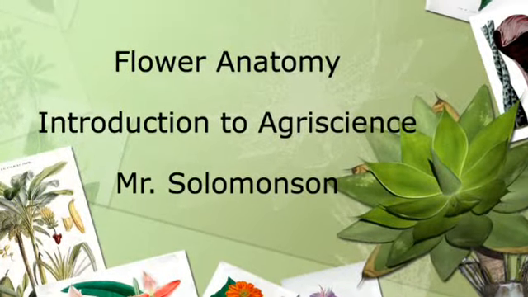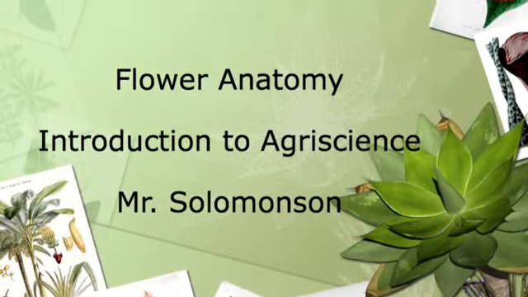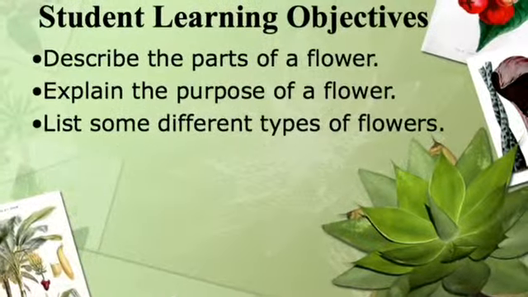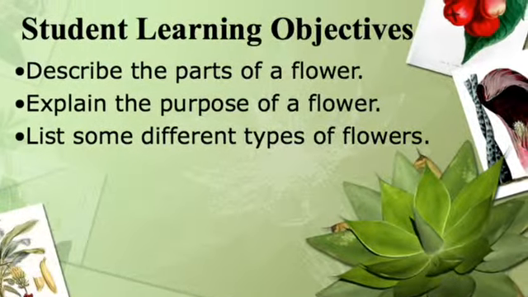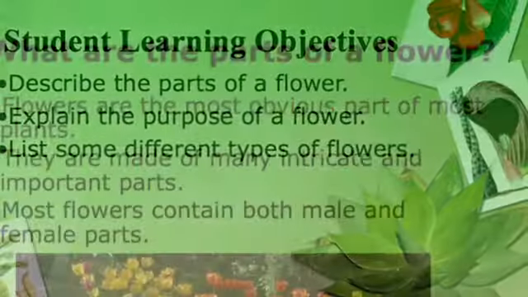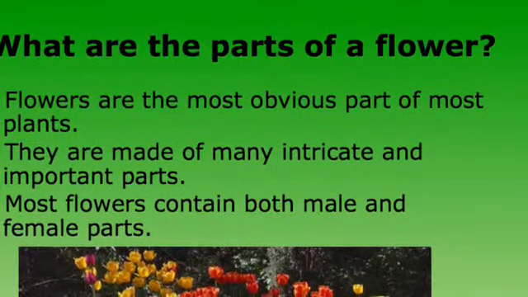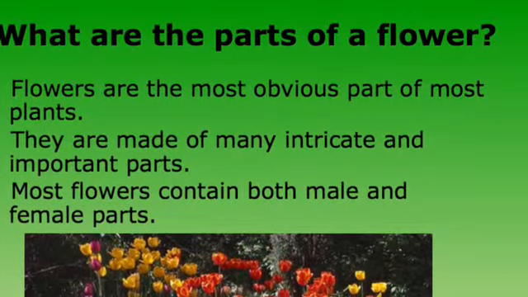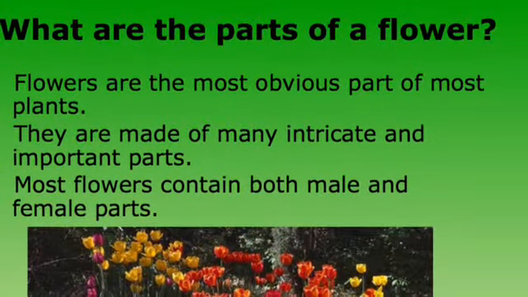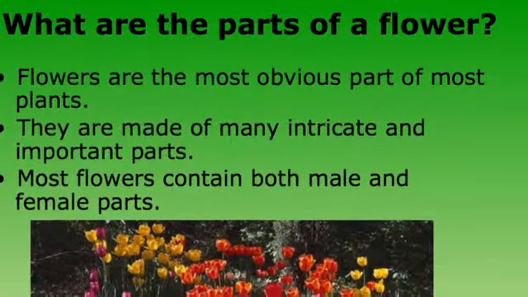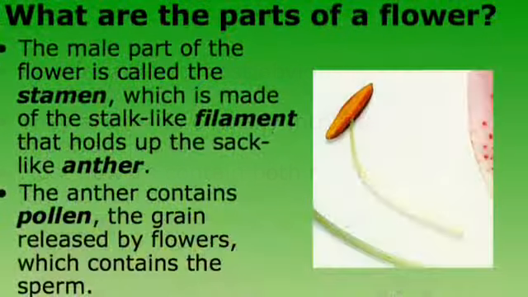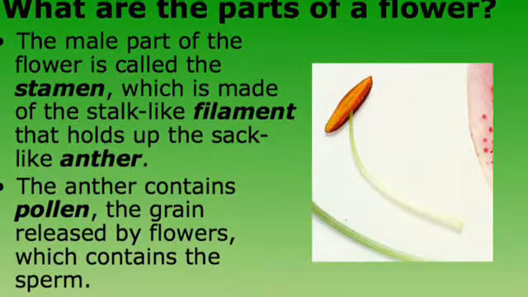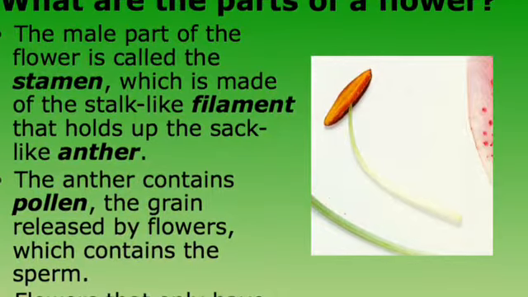Flower anatomy. I stole this from an ag teacher friend that I have from out west because it was much better than mine. We're going to make sure that you can describe the parts of a flower, explain the purpose of a flower, and list some different types of flowers. The parts of the flower are the most obvious part on the plant. They're made of many intricate and important parts, and most flowers contain both male and female parts.